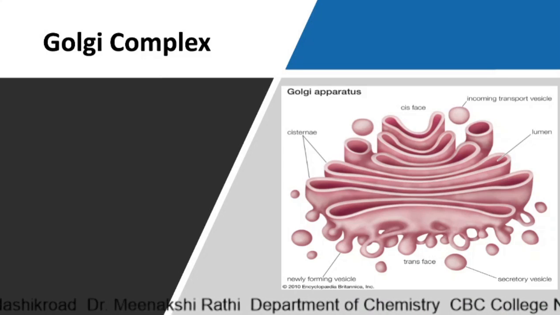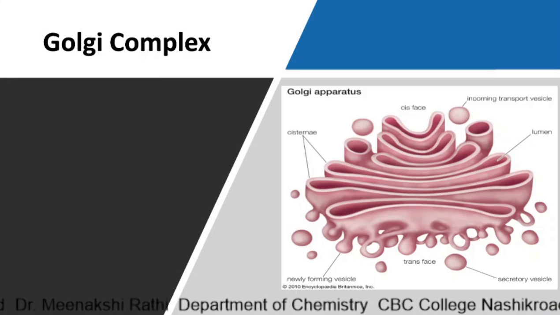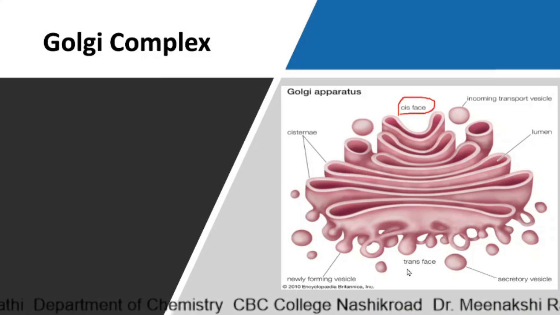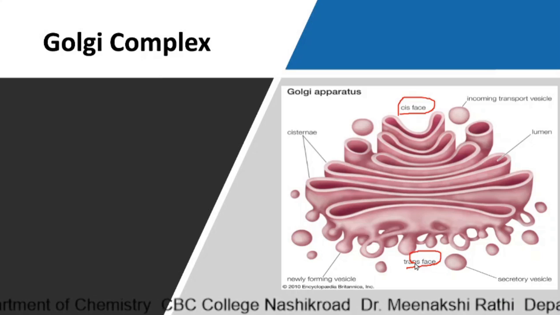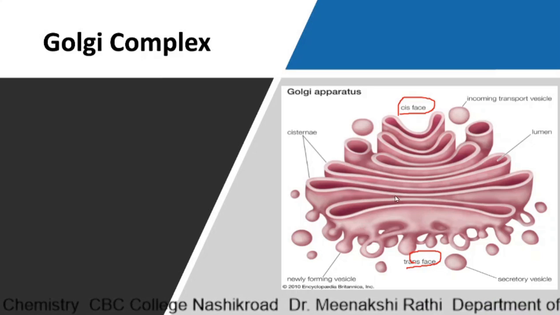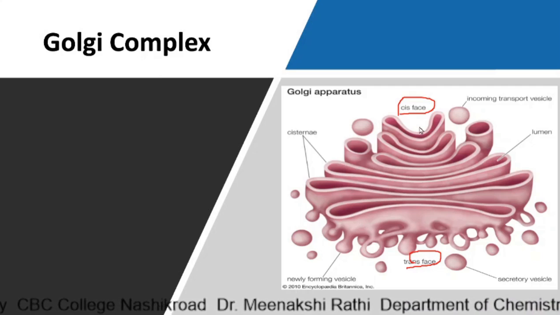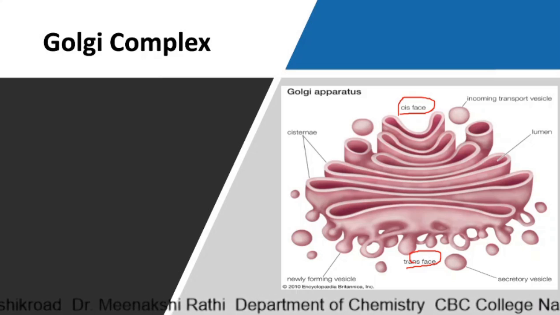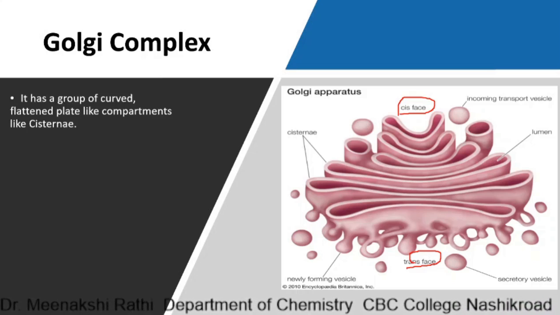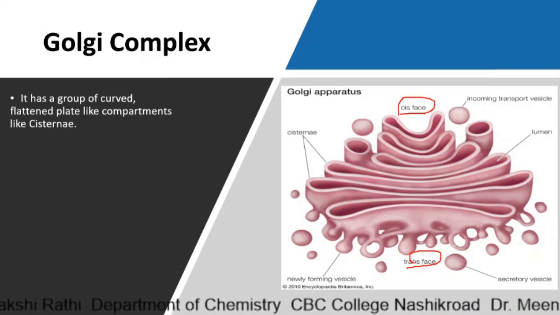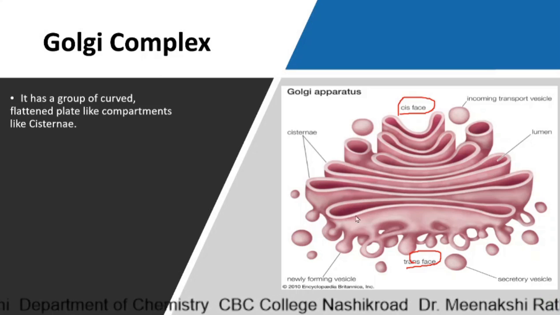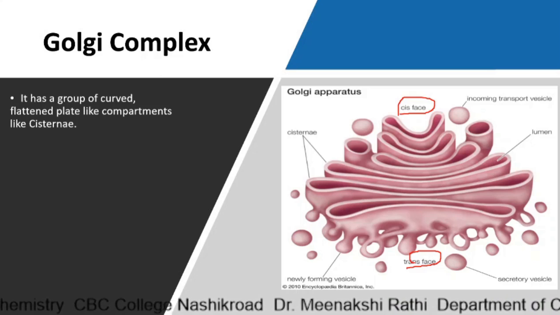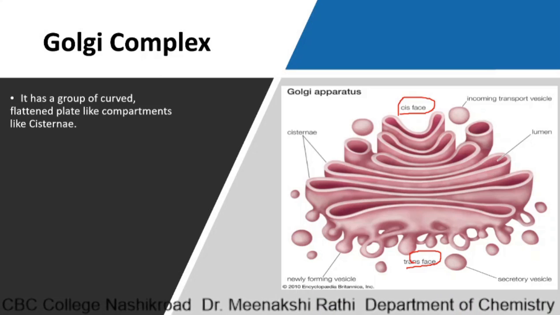This is the Golgi apparatus. This is the structure of Golgi apparatus. This upper face is called cis face and the lower face is called trans face, and it has sacs which are arranged one above the other. Golgi complex has a group of curved flattened plate-like compartments. You can see flattened plate-like compartments like cisternae which were present in endoplasmic reticulum.